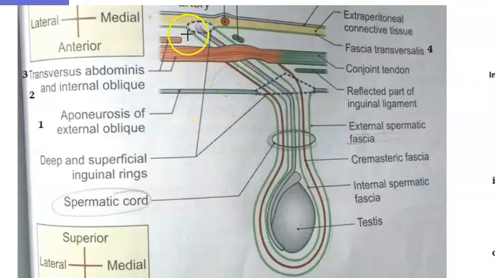So via this you have the viscera, your bowel or any content, coming out, protruding out. So that will become an inguinal hernia or an indirect hernia. Both are the same, aren't they?